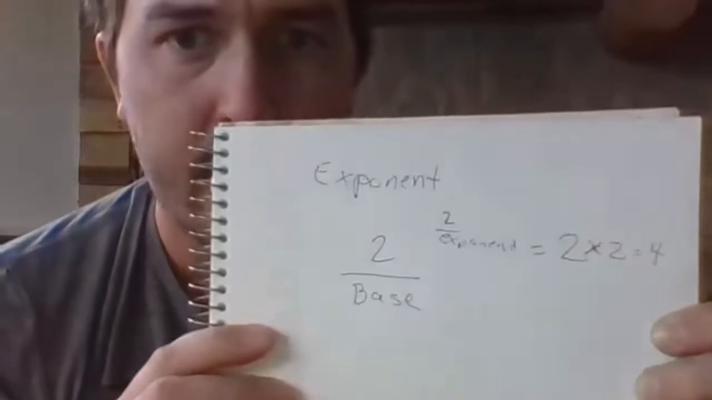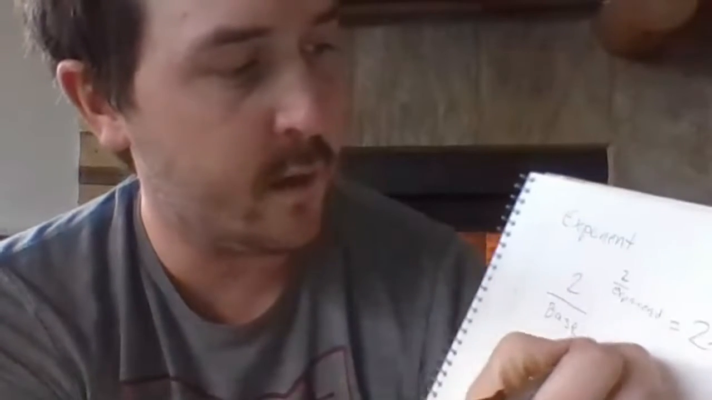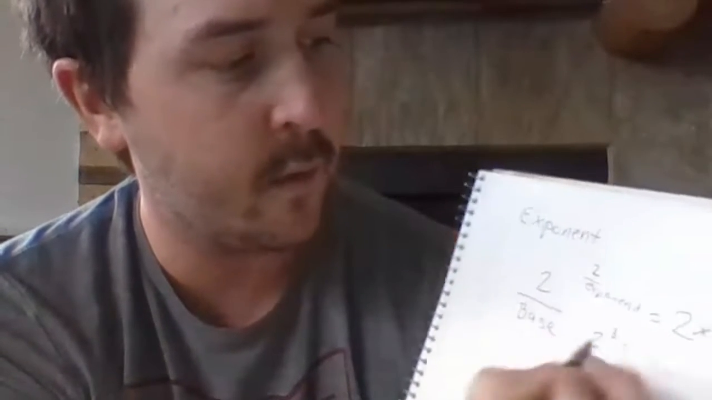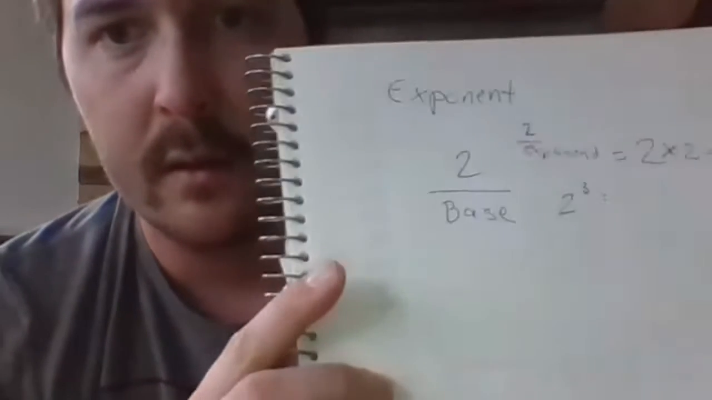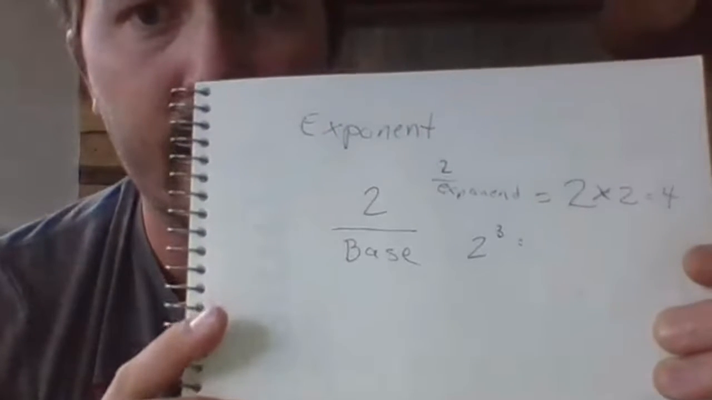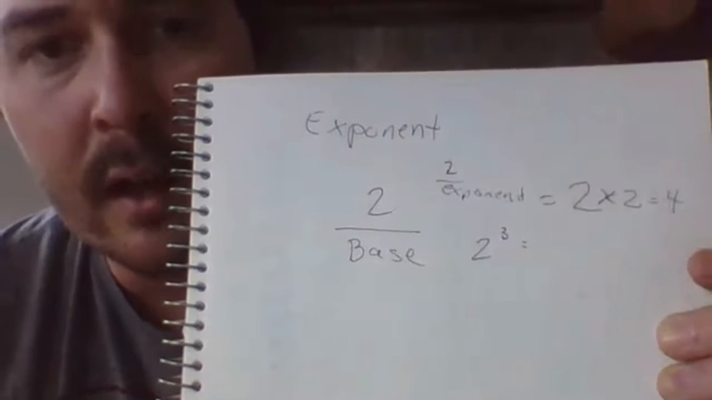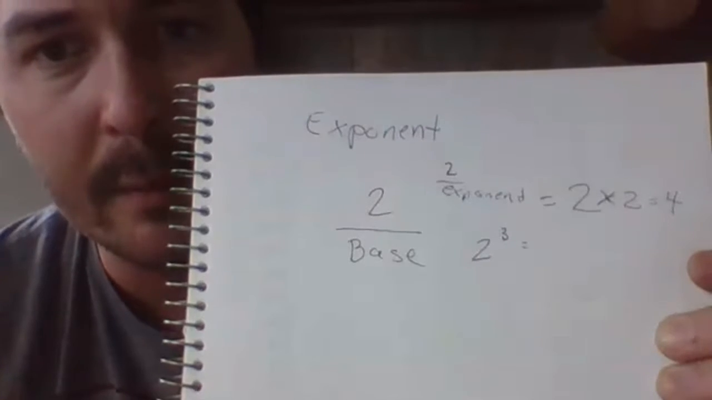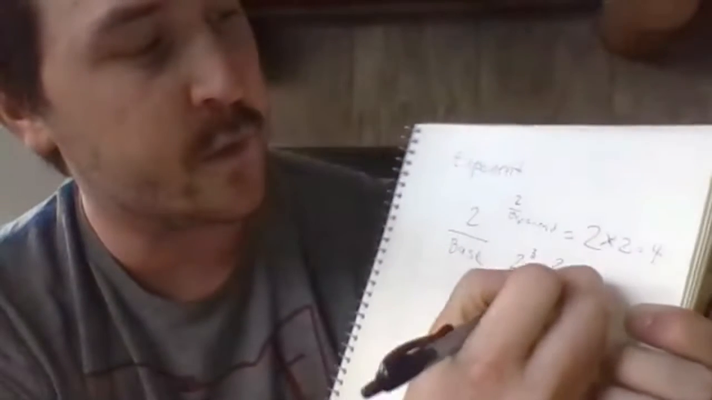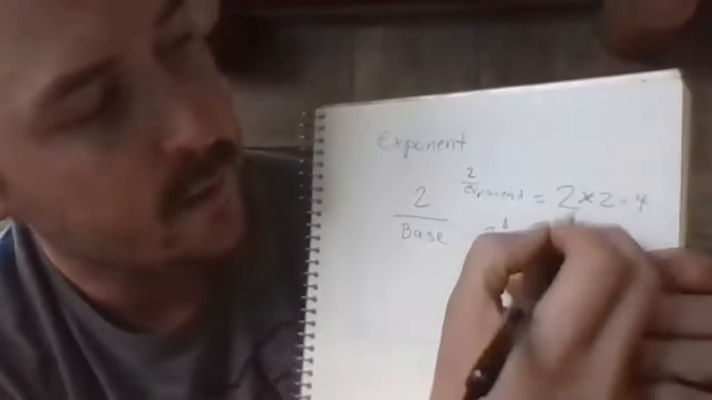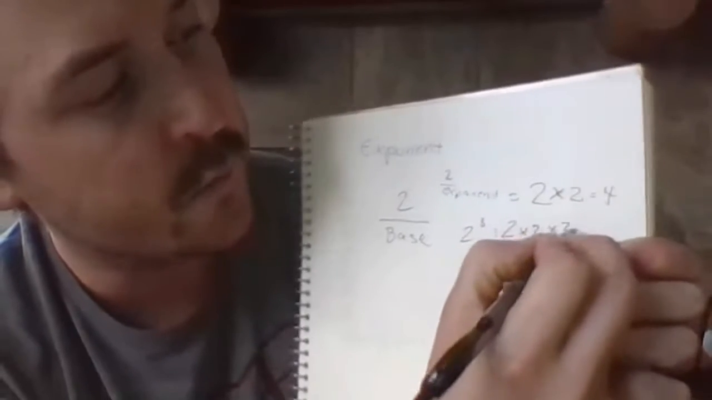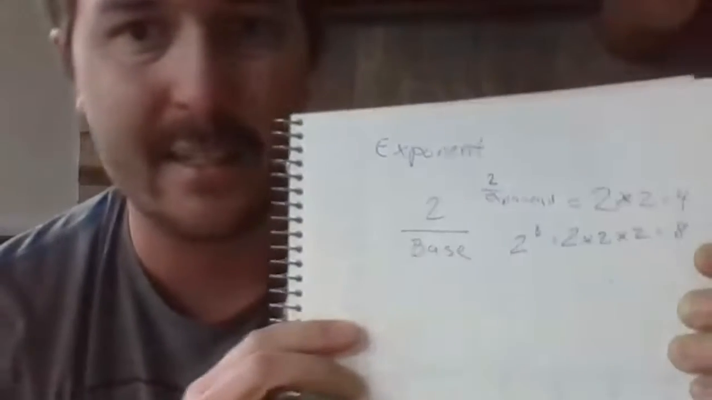Now, what if we change that exponent? Instead of 2 squared, it's 2 to the third power, or 2 cubed. 2 cubed would tell us not to do 2 plus 2 plus 2, because that would be 6. Rather, it's 2 times 2 times 2. Well, 2 times 2 is 4. 4 times 2 is 8. So 2 cubed is 8.